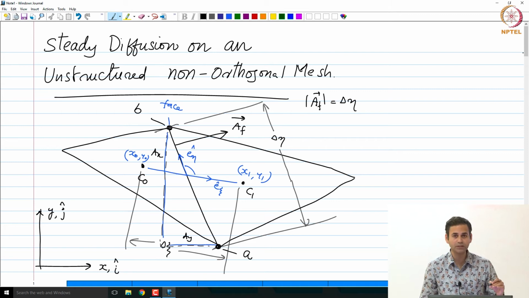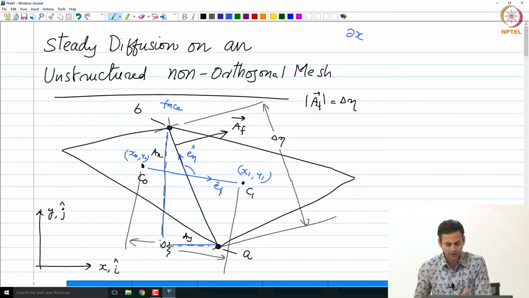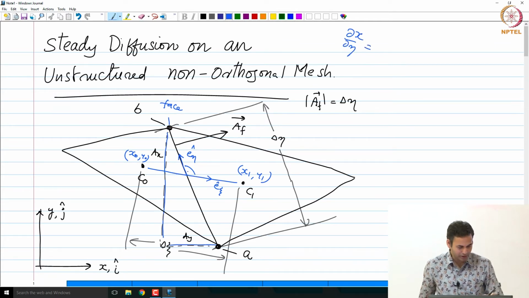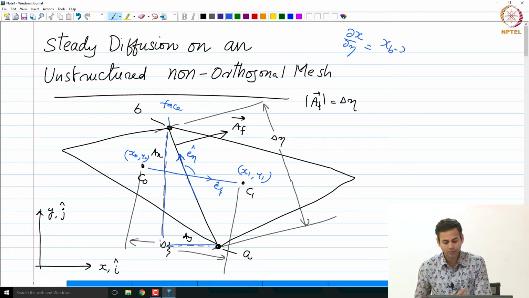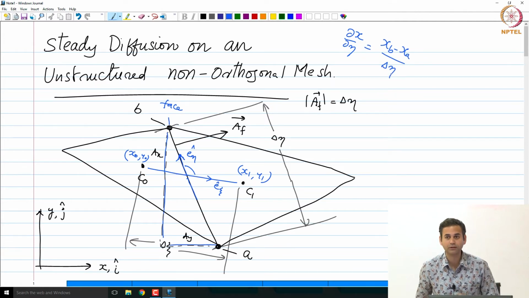Hold on. So the question is, what is partial x partial eta? We are talking about the eta direction, that is this guy. What are the coordinates we have? The arrow indicates the direction. You are talking about x, so it will be xb minus xa upon delta eta. Is that correct? Because it's always this guy minus this guy divided by the distance. That's what I have written, right?